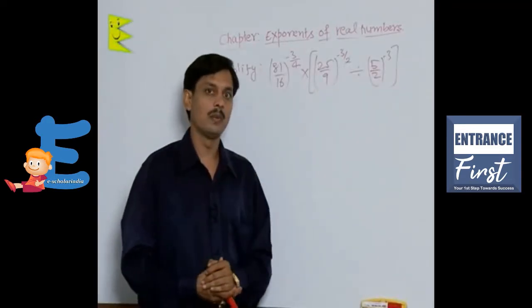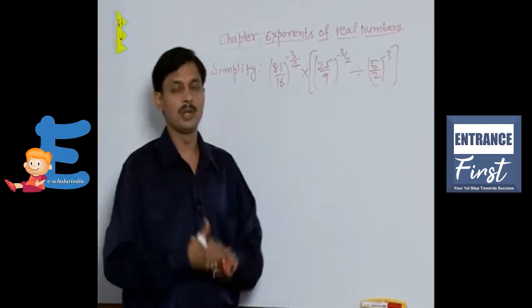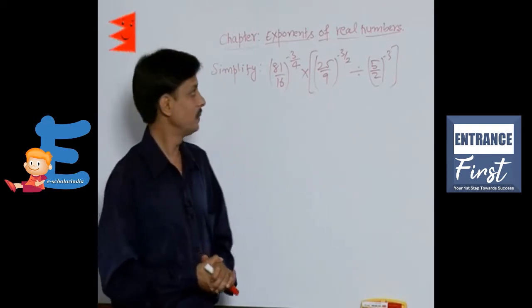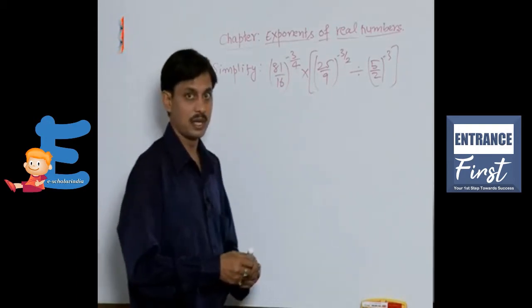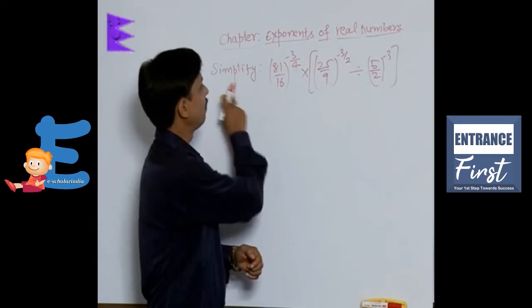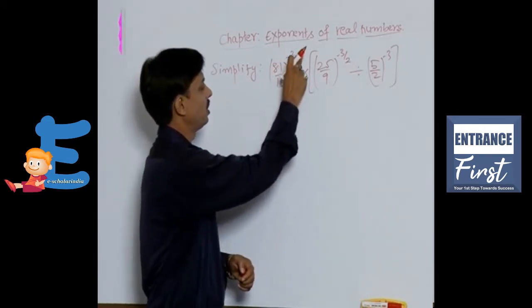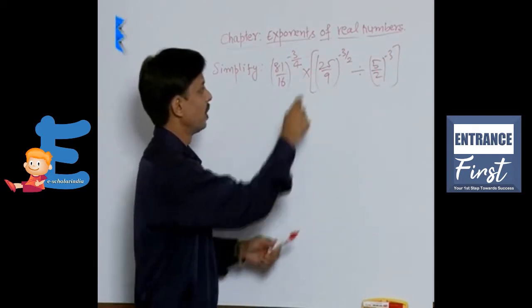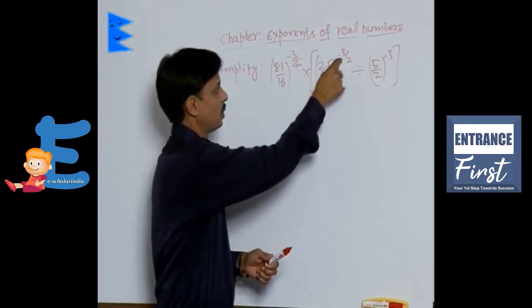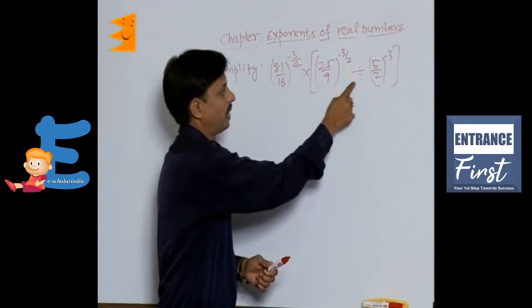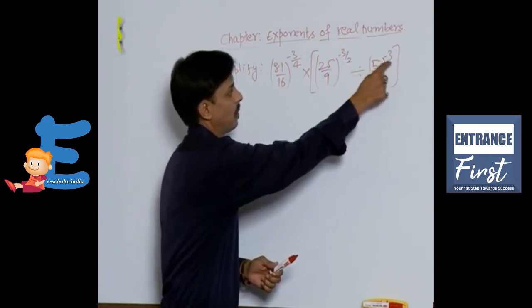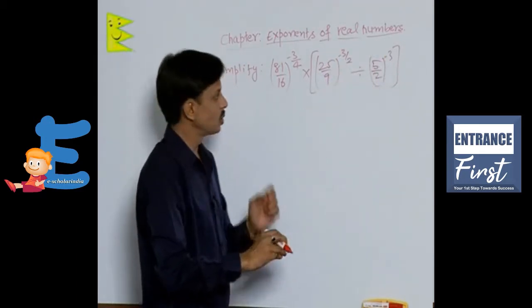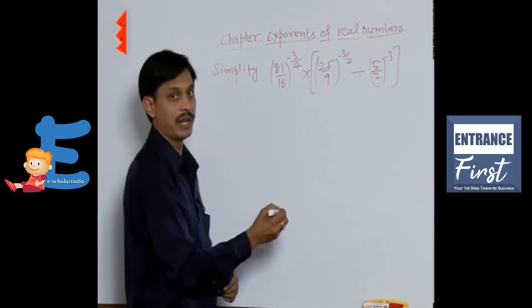Now I am taking one more example based upon the exponents and power of the real numbers. It is like: simplify 81 upon 16 raised to the power minus 3 by 4 multiplied by 25 by 9 raised to the power minus 3 by 2 divided by 5 by 2 to the power minus 3. So how will we simplify it?